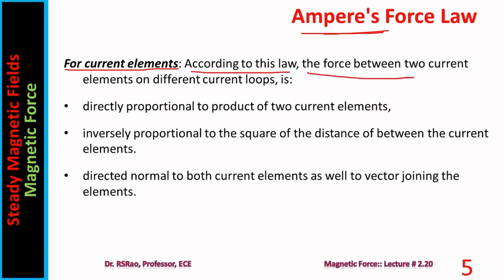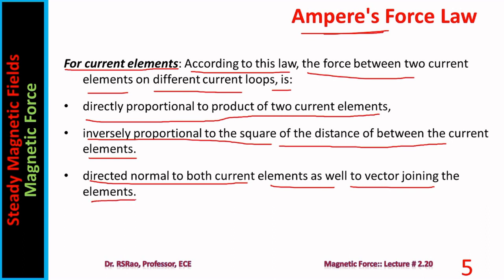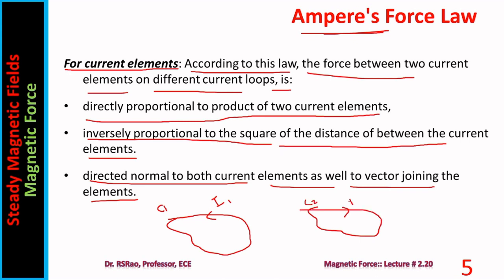According to this law, the force between two current elements in different current loops is directly proportional to the product of the current elements, inversely proportional to the square of the distance between the current elements, and directed normal to both the current elements as well as the vector joining the elements. What he is trying to tell is, you consider some current carrying loop. You call it loop C1, current is I1, and another current loop, name it as C2, and let us say current is I2 here. Now, if you consider differential length, let us call it DL1 here.